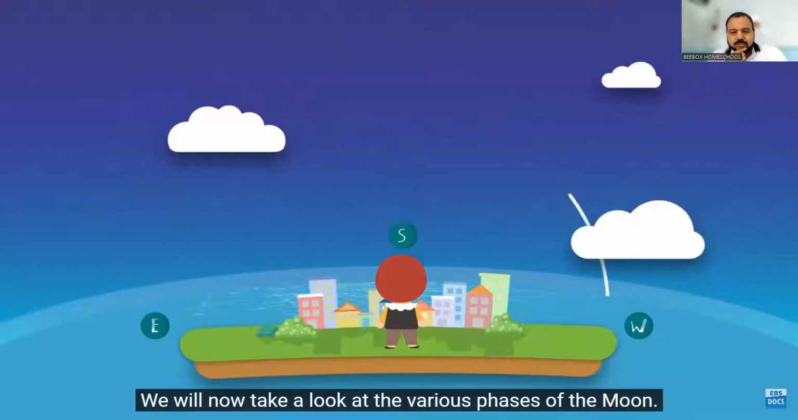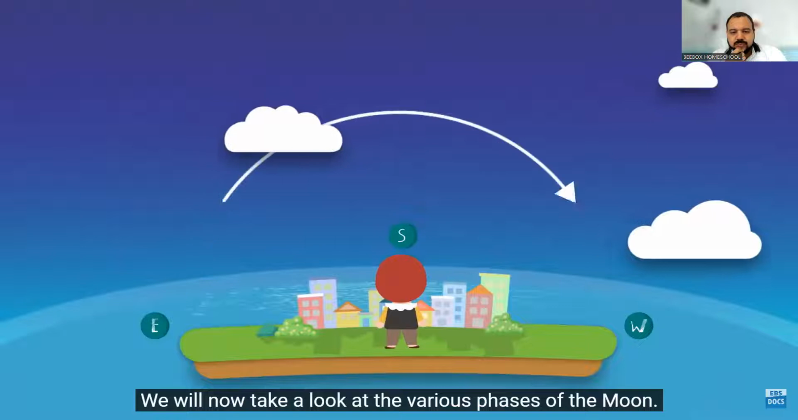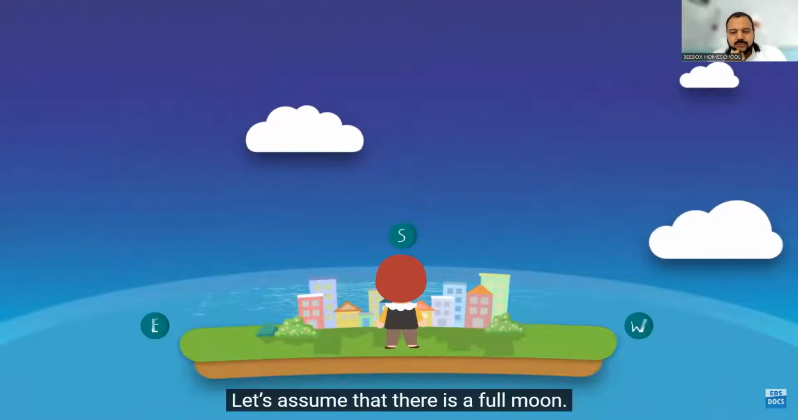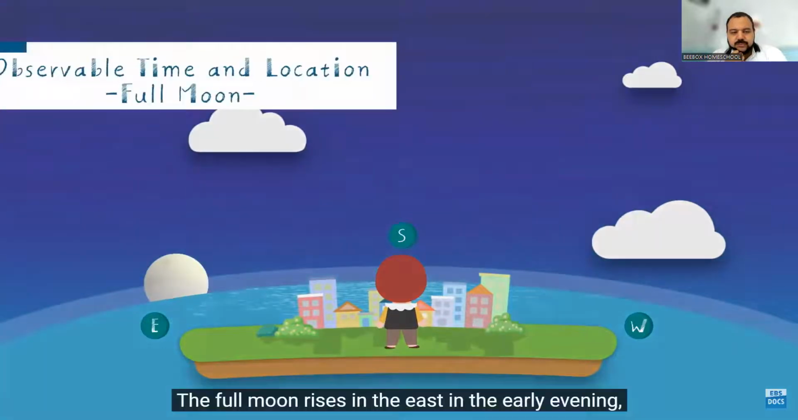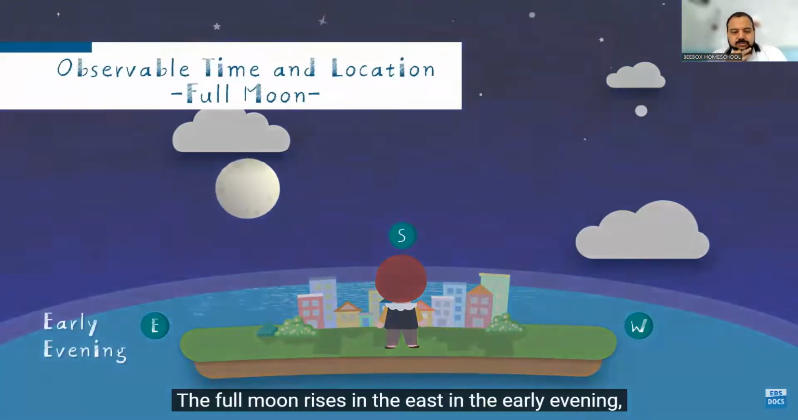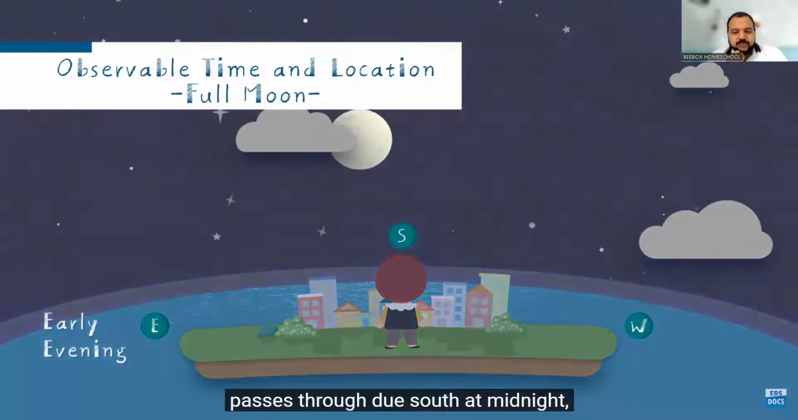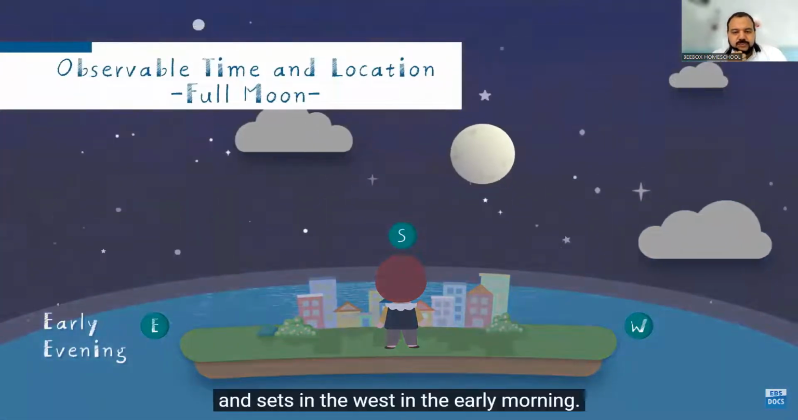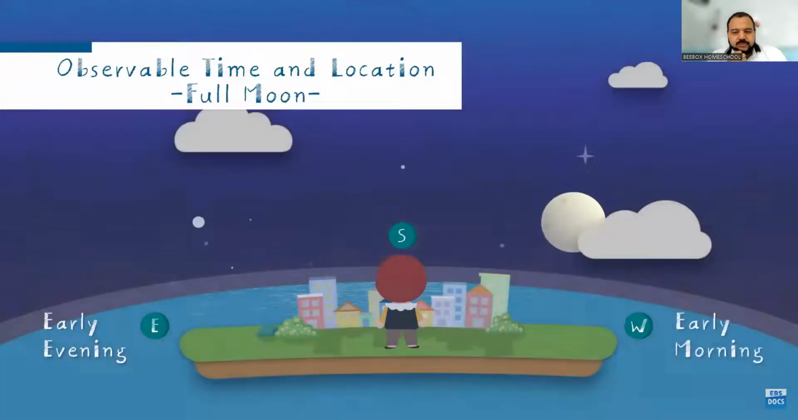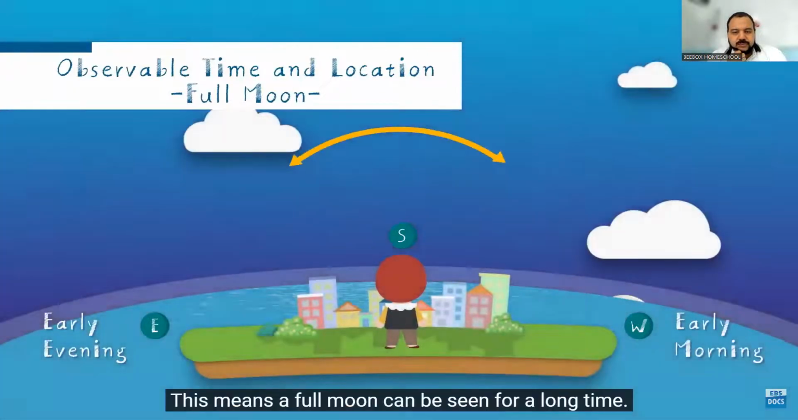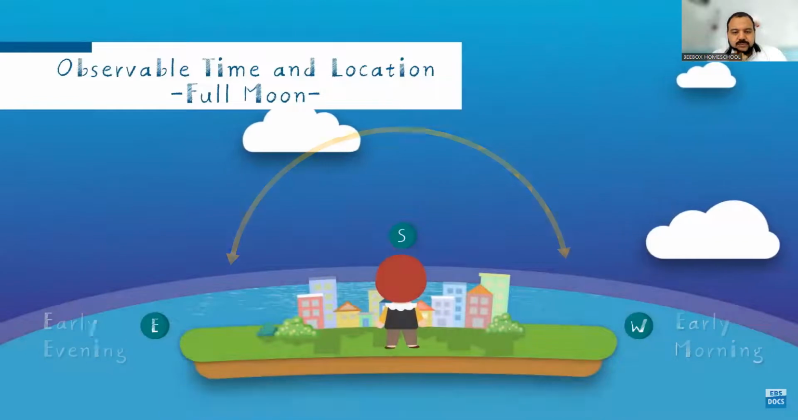We will now take a look at the various phases of the moon. Let's assume that there is a full moon. The full moon rises in the east in the early evening, passes through due south at midnight, and sets in the west in the early morning. This means a full moon can be seen for a long time.